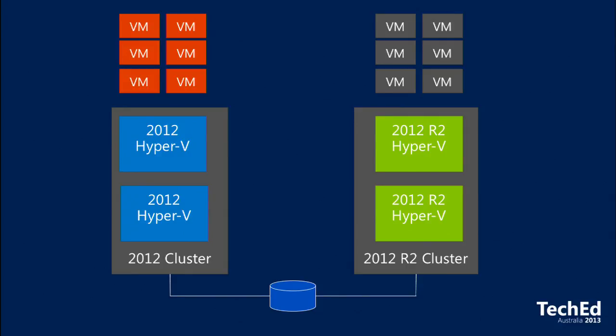Now, at this stage, that node that you've moved across is already wired up to your storage. It's already wired up to your network. It's got everything in place.